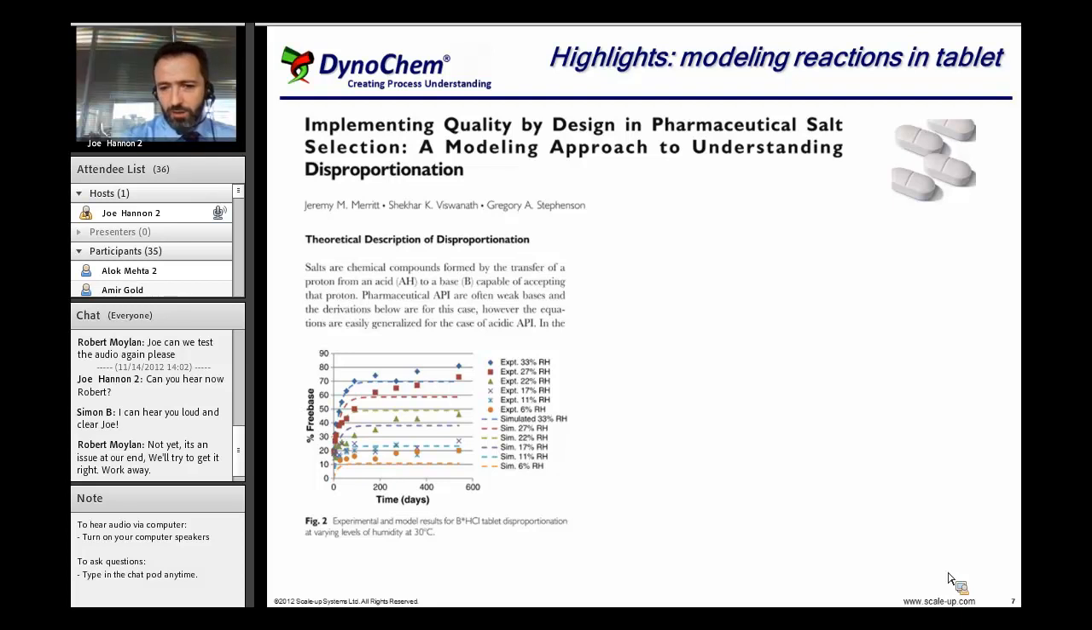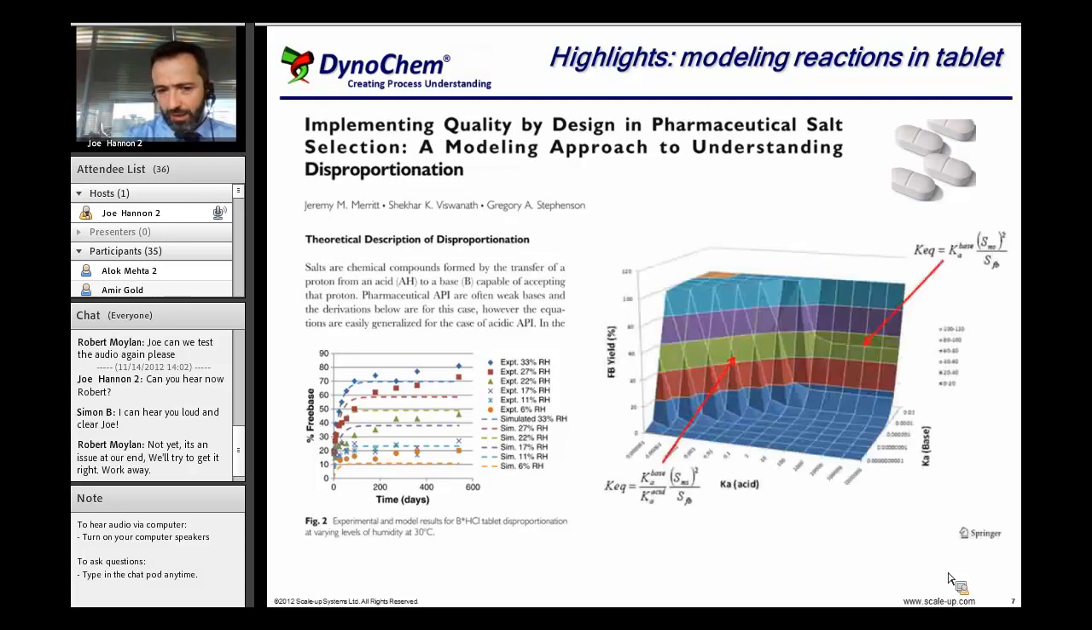And I suppose part of the QbD component of that is that they ultimately used a very nice way to present data, this idea of a response surface, showing in this case the free base yield, so the tendency for this disproportionation to occur as a function of the dissociation constants of the acid and base. So this is the way that statistical DOE data are often presented, but there's no DOE going on on this screen.